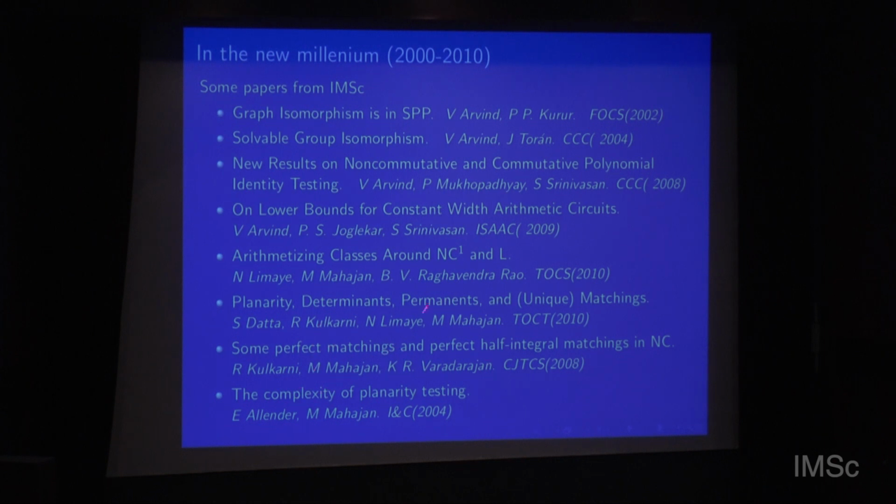So matchings is appearing here. The determinant and the permanent, which is the analog of the P and NP problem in the arithmetic domain. Planarity testing. So planarity itself, for many graph problems, if the graph is known to be planar, the problem becomes simpler, and we want to understand exactly how this plays a role. So there was work about all these problems happening here.